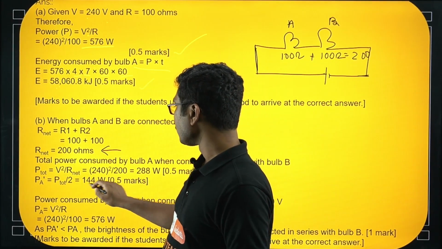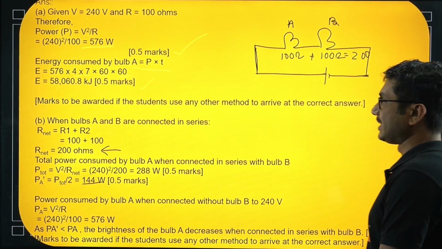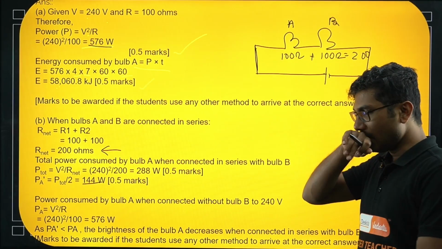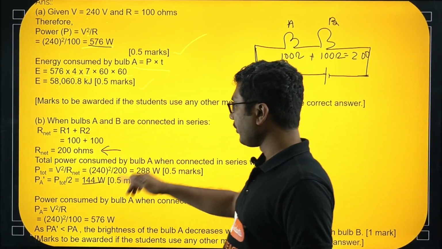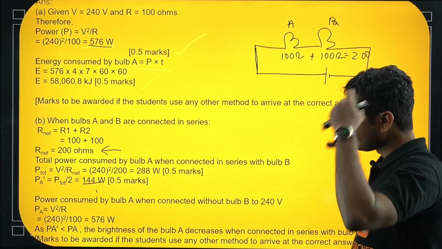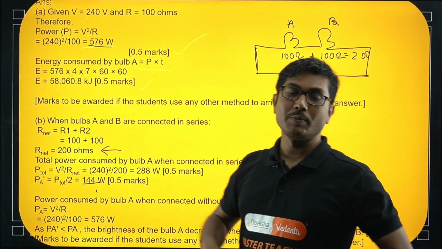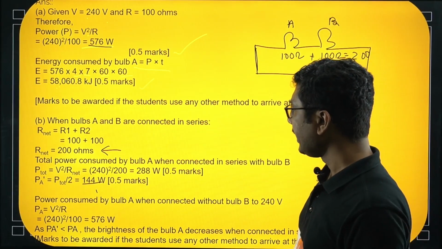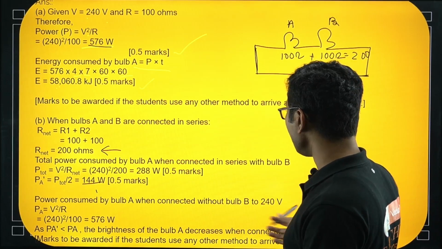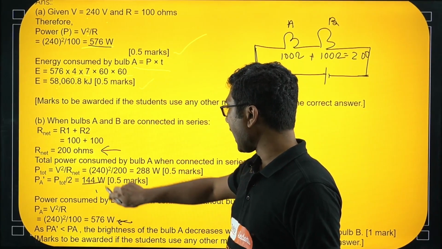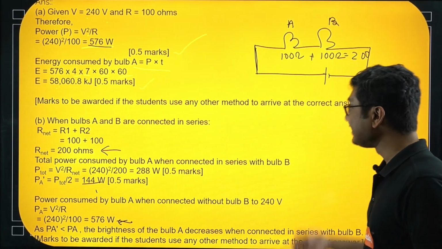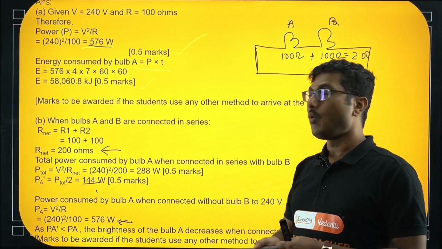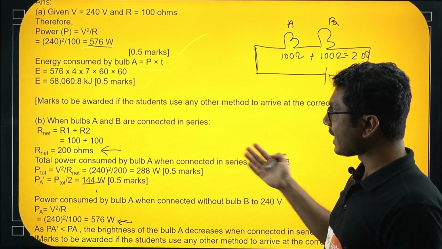The total power consumed by bulb A when connected in series with bulb B is given by, now you have to show the power. So power consumed is 144 watts, and what was the normal power consumed by it? Normal power consumed was 576 watt. Now it is only 144 watt. So previously it was consuming more power. Now the power consumption is reduced. So power consumed by bulb A without bulb B was 576 watt, and with the bulb connected in series it is consuming only 144 watt. So definitely PA dash is less than PA.